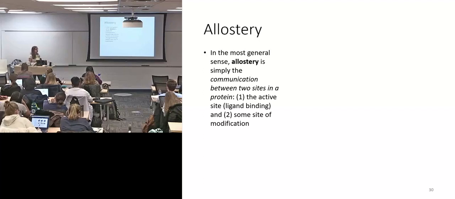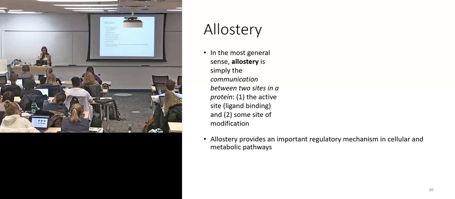Often on two different subunits, that's totally fine. But we're talking about one protein, which could be an oligomer with different subunits. So there's the active site and then the site of modification. Allostery provides an important regulatory mechanism in a lot of cellular and metabolic pathways. This is how a lot of things work.